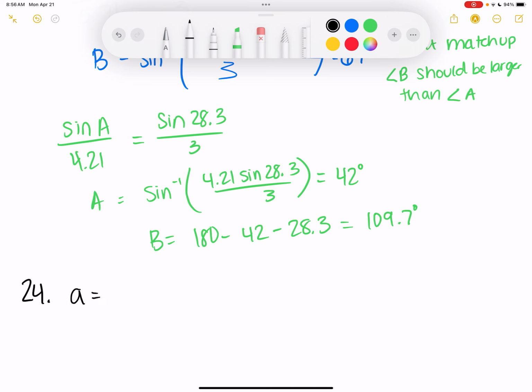Side length A is 28, side length B is 47, and side length C is 58. So obviously, which case do I have here? Side, side, side. That's the easiest one to distinguish, because obviously you're not given anything else. So that means I'm going to have to solve for an angle.